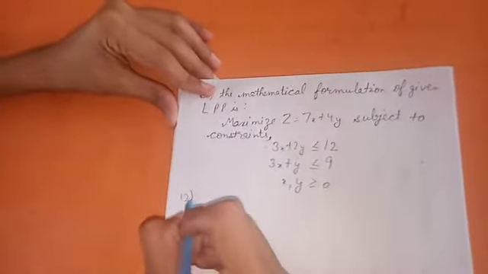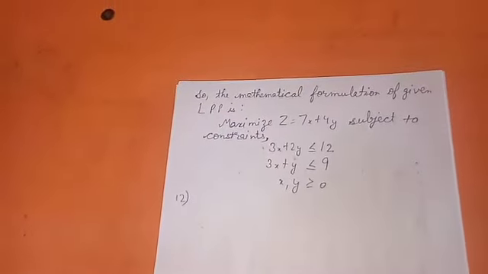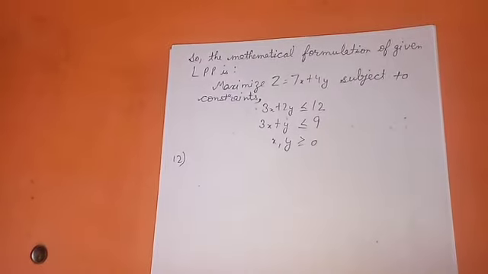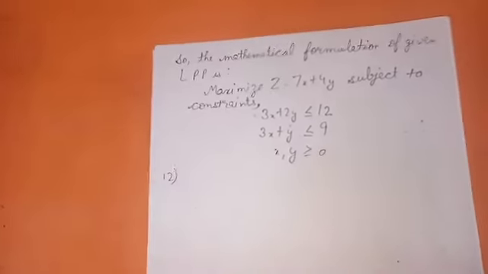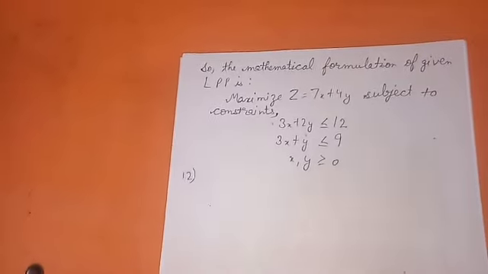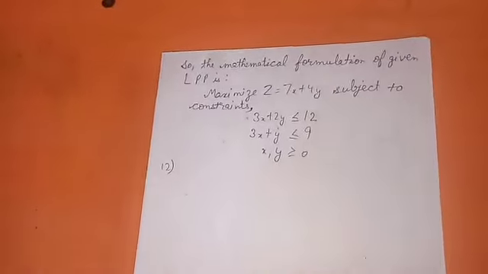Question number 12. A cooperative society of farmers has 50 hectares of land to grow 2 crops A and B. The profit from crop A and B per hectare are estimated with this and this. So first of all we can write whatever the information is given to us in the question.